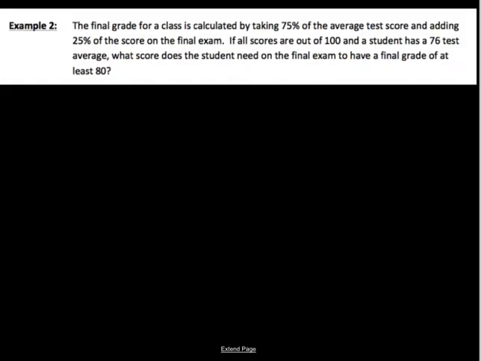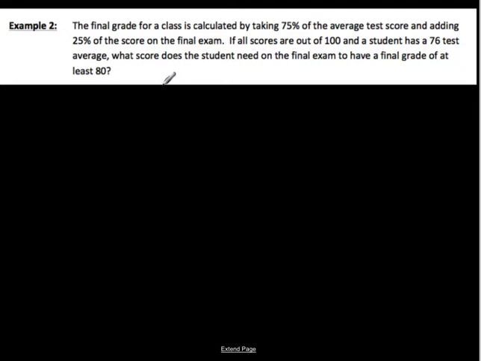Okay, so here's an example with a weighted average. The final grade for a class is calculated by taking 75% of the average test score and adding 25% of the score on the final exam. If all scores are out of 100 and the student has a 76 test average, what score does the student need on the final exam to have a final grade of at least 80?